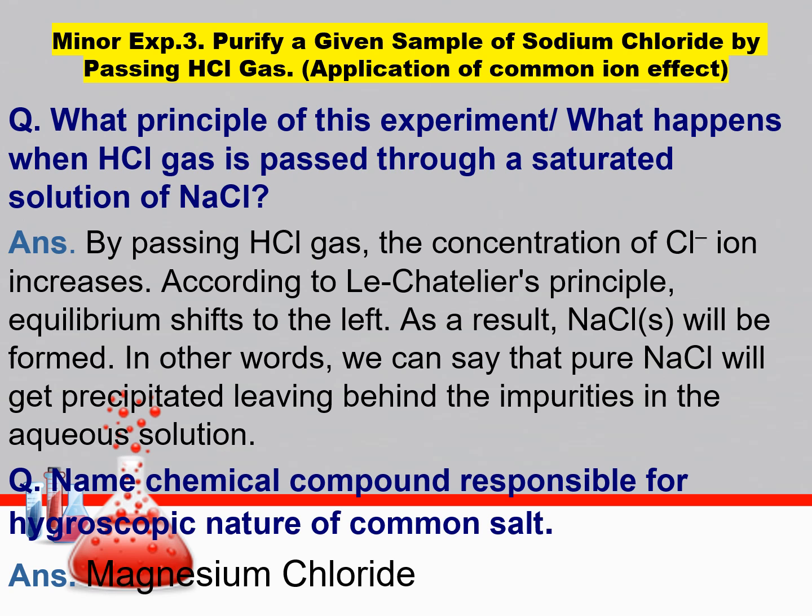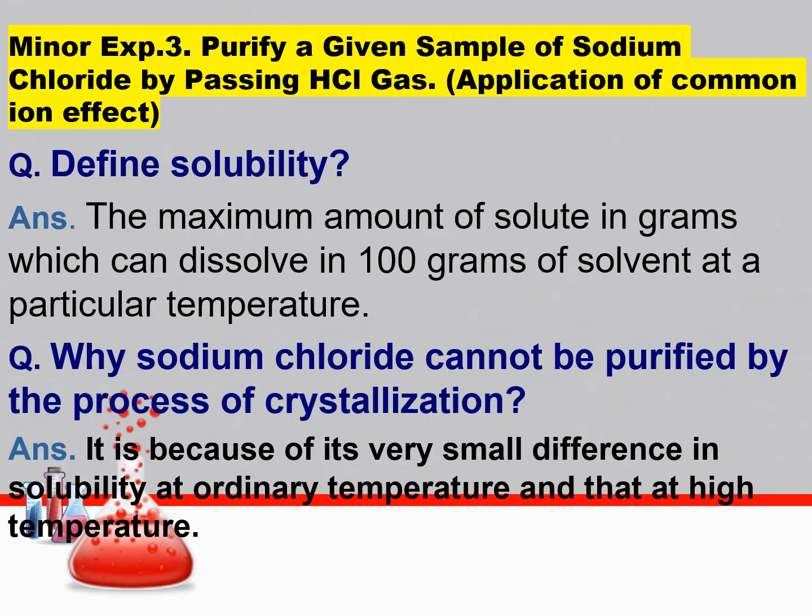Name chemical compound responsible for hygroscopic nature of common salt. Magnesium chloride. Another question, define solubility. The maximum amount of solute in grams which can dissolve in 100 gram of solvent at a particular temperature. Another question, why sodium chloride cannot be purified by the process of crystallization? It is because of its very small difference in solubility at ordinary temperature and that at high temperature.